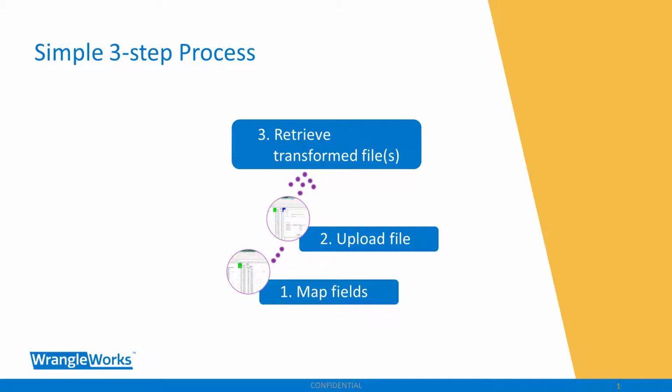The final step in the process, as you've seen a couple of times, is for the user to retrieve the resulting files. We showed you picking it up in what we call Wrangle Cloud, but just as easily it could be emailed to you or put on a corporate server so that you could directly access it off of your network.